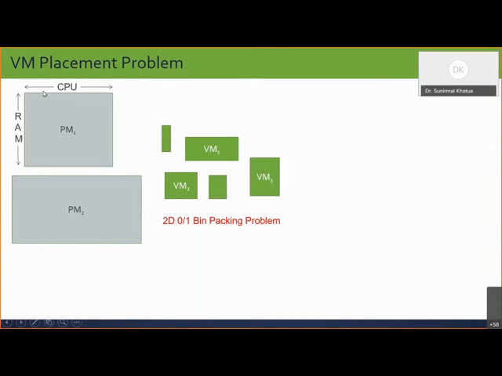And if we consider, along with CPU and RAM, the hard disk or the available bandwidth, then it becomes a multi-dimensional 0-1 bin packing problem. And we all know that the multi-dimensional 0-1 bin packing problem is NP-hard. So we need some heuristics to find the solution. Most of the research community and the cloud service providers are using heuristics to solve this multi-dimensional bin packing problem and accordingly place those virtual machines within the available physical machines.